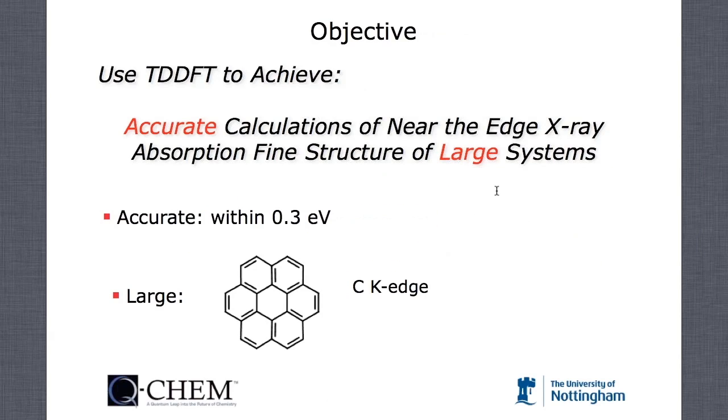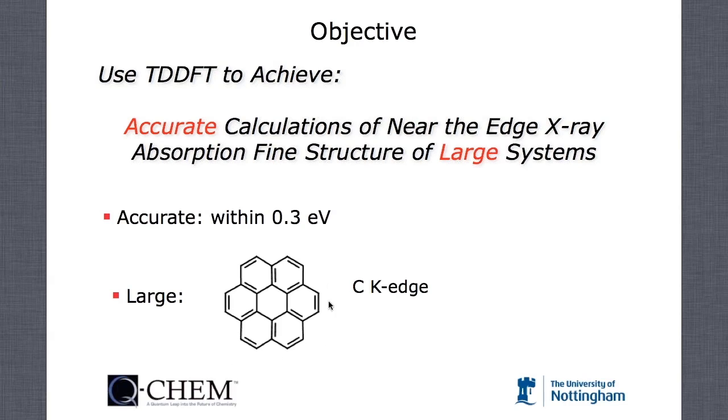Okay, so the ultimate objective of what we want to achieve with these calculations is to perform accurate calculations of near-edge X-ray absorption fine structure of large systems. What I mean by accurate is, when we think about UV excitations, we think about trying to get things within 0.3 electron volts. As we go to the X-ray region, we'd like to maintain that level of accuracy. We might not achieve it, but if we could get these things within 0.3 electron volts, I think that's as good as you could ever really expect to achieve.